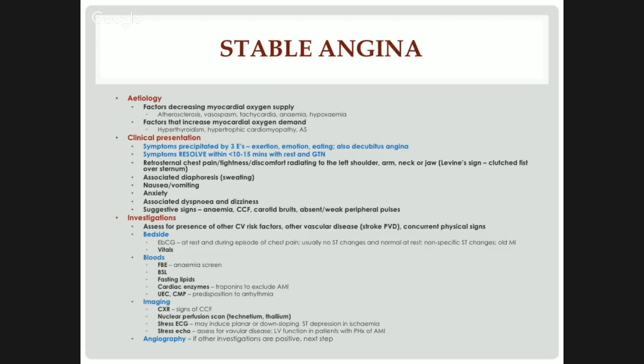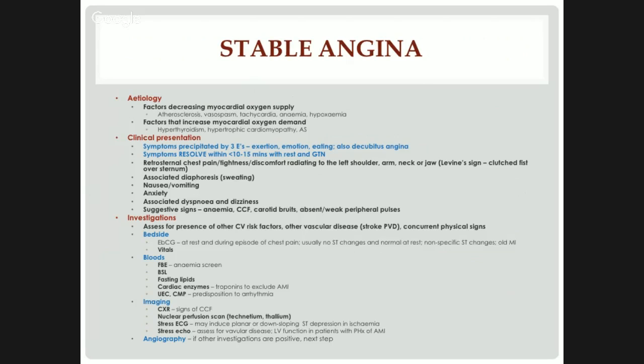So in stable angina, they had a stimulus. In contrast to a myocardial infarction, they'll often just be at rest. Yes, exertion can make it worse or precipitate it, but classically, it'll be someone who was asleep or sitting on the couch or doing the dishes in the kitchen and they got chest pain. So there was no stimulus for it.